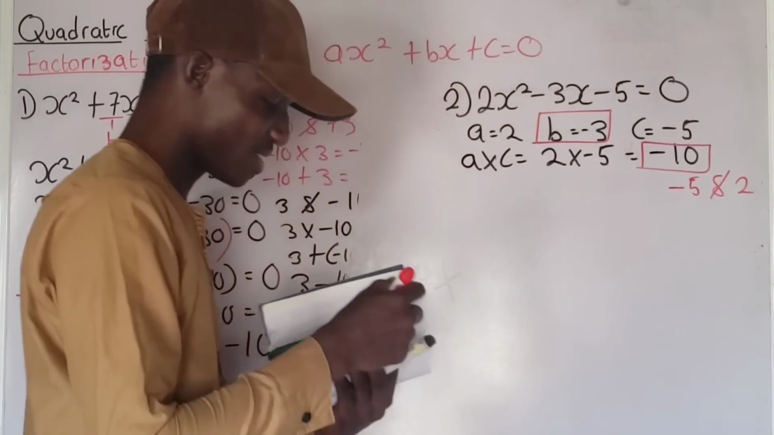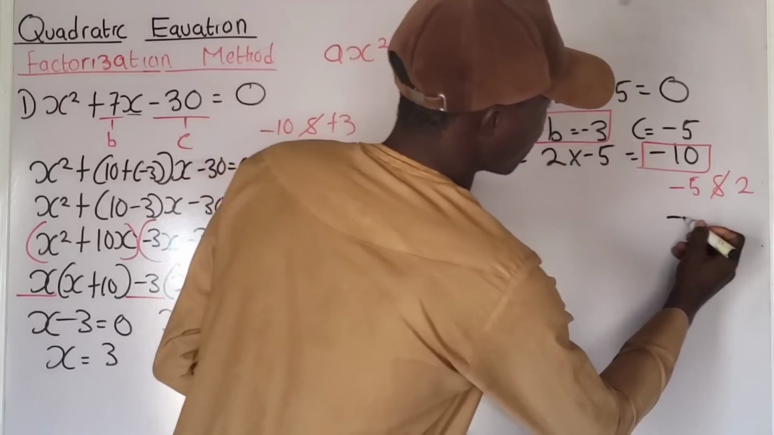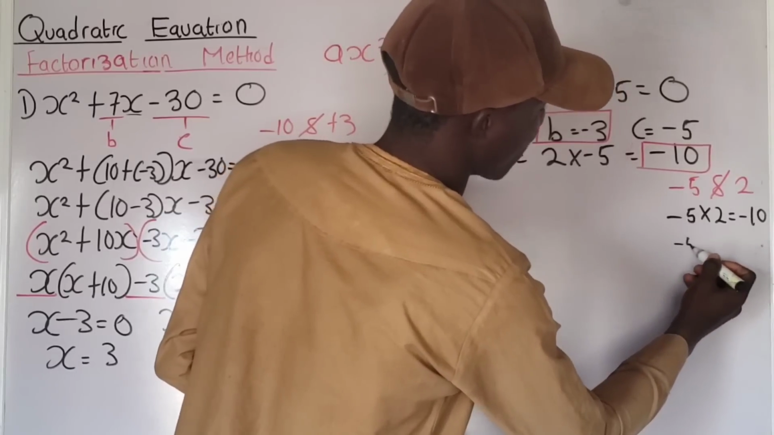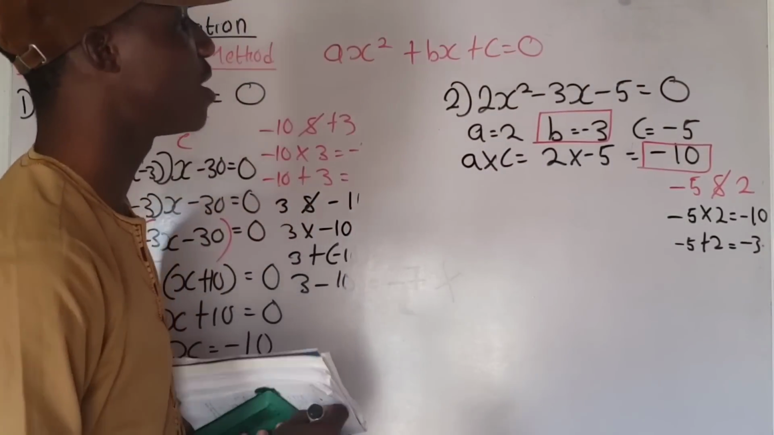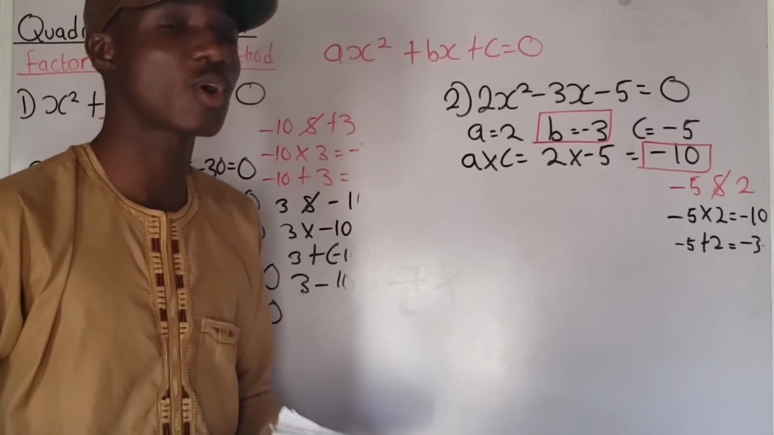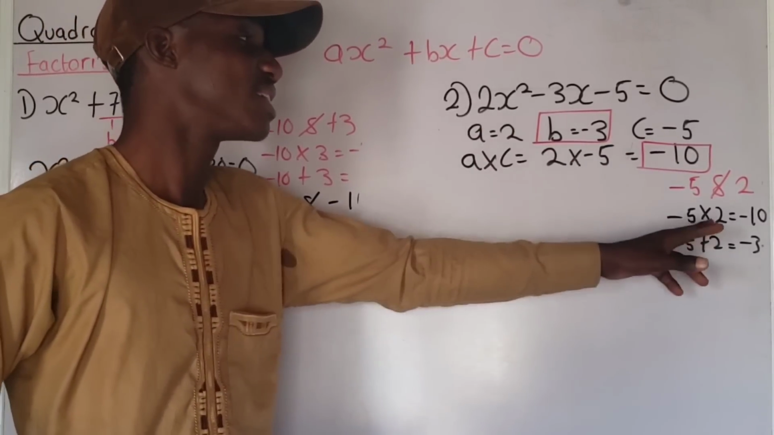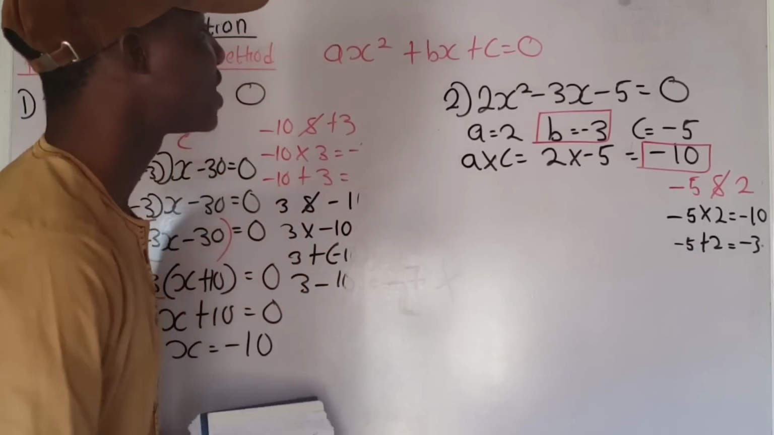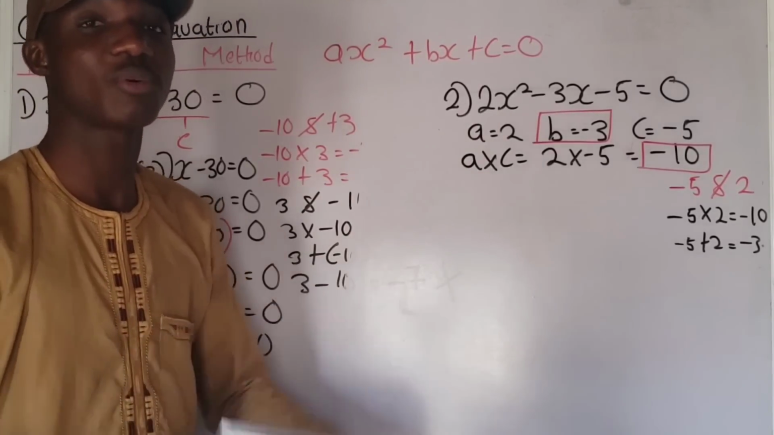You understand? Okay? Let us check. Minus 5 times 2, that is what? Negative 10. Correct. Minus 5 plus 2, that is what? Negative 3. Correct. Hence, the numbers whose product and sum are equal to negative 10 and negative 3 respectively are negative 5 and 2. Do you understand? Okay. Now, the next step is that we are going to replace the second term in our quadratic equation by the sum of these two numbers.